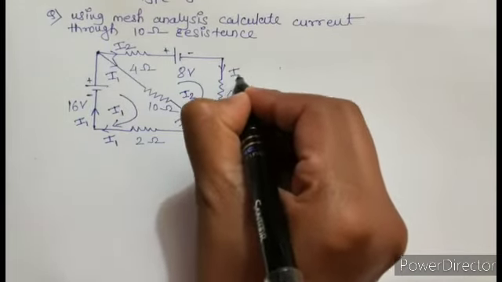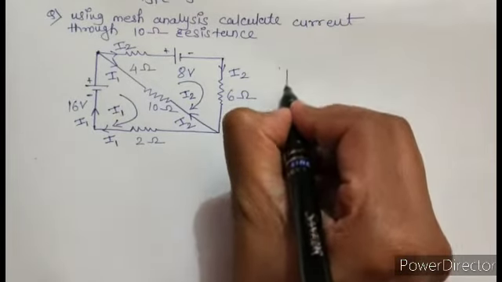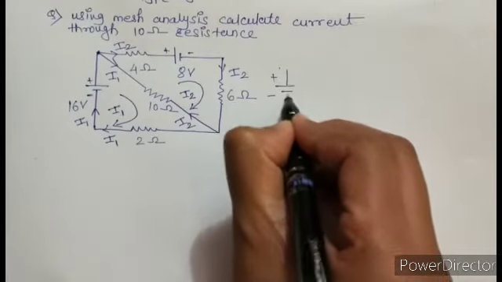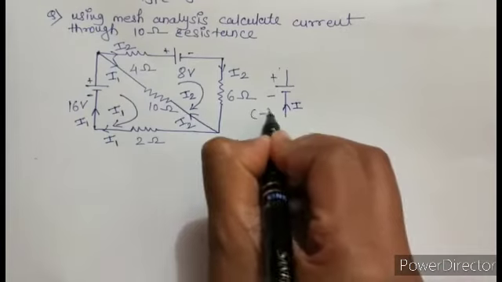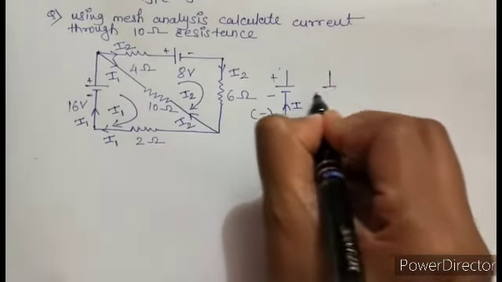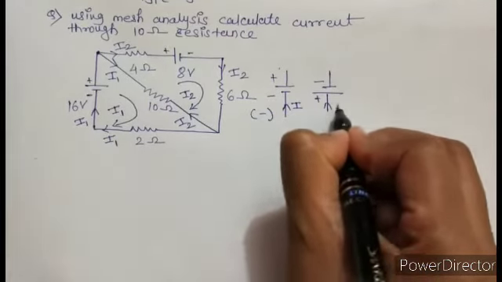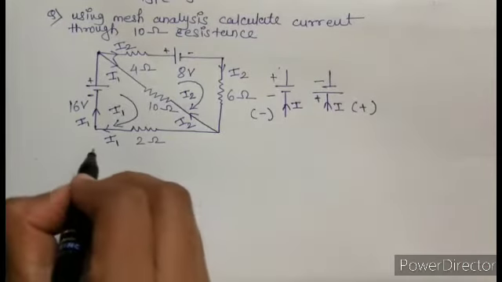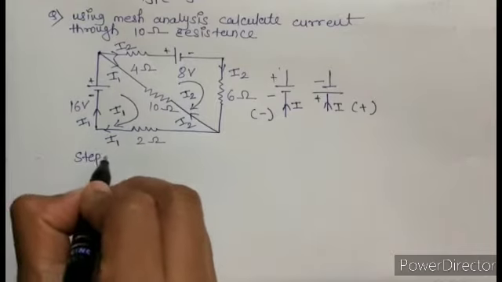Now we have to remember: when the current flows from lower potential to higher potential, we take it as negative. When the current flows from higher potential to lower potential, we take it as positive. Now apply KVL at loop 1. Step number 1.